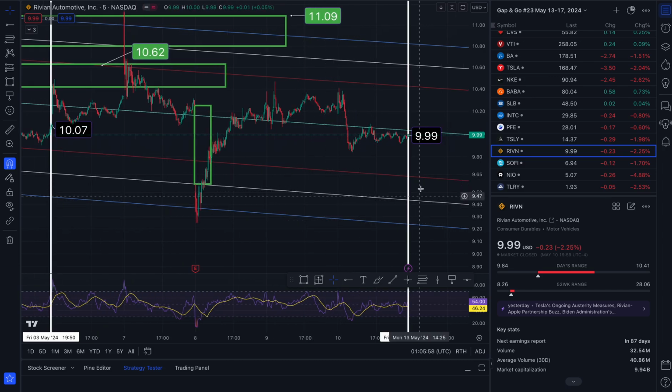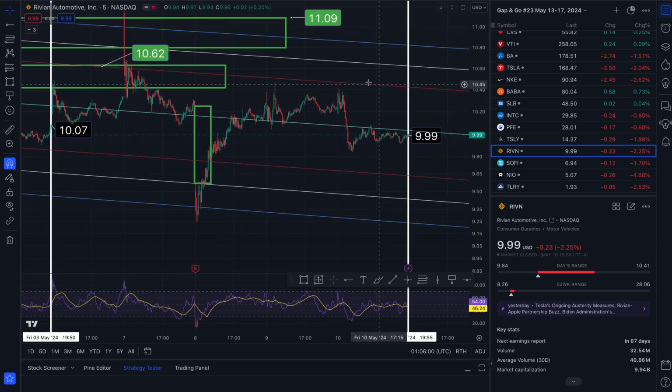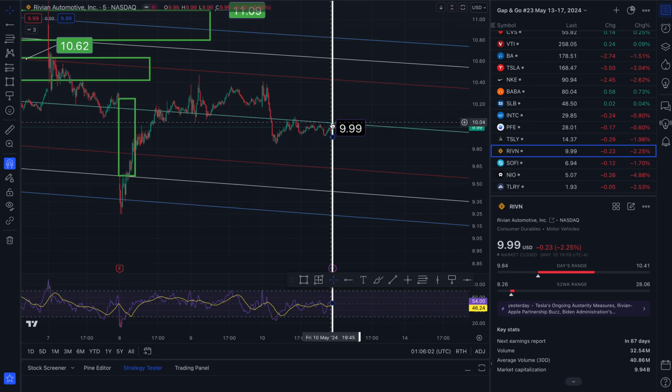All right, $9.99 is where we ended for RIVN. Here are your price targets. Middle of the trend, 10.04, 10.42, 10.63, 10.81, 9.63, 9.43, and 9.28.